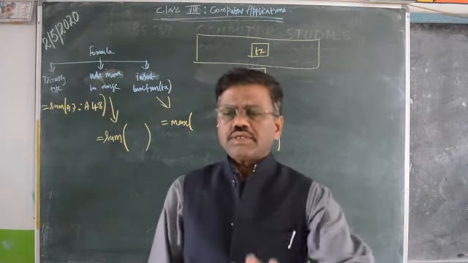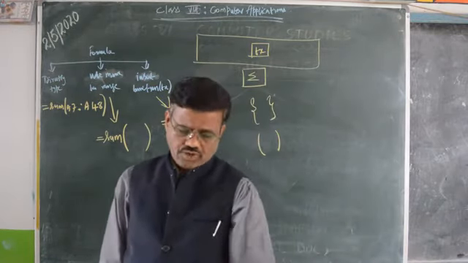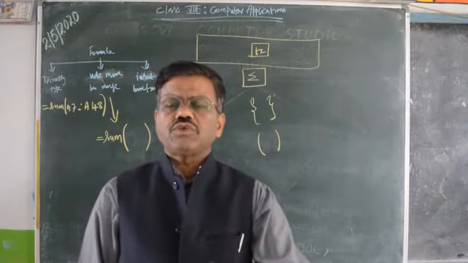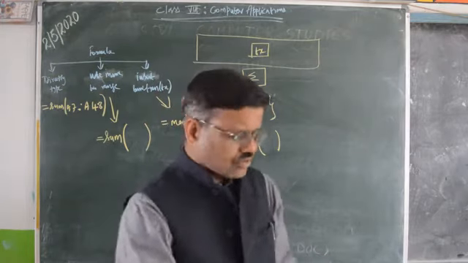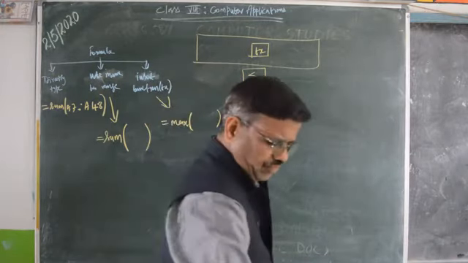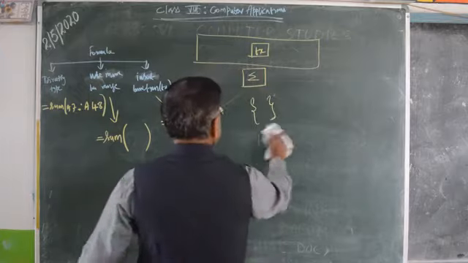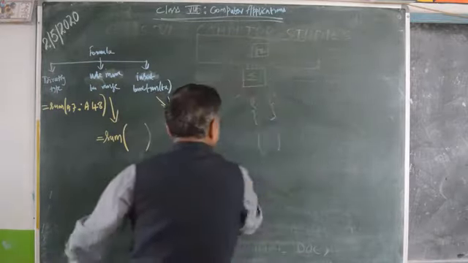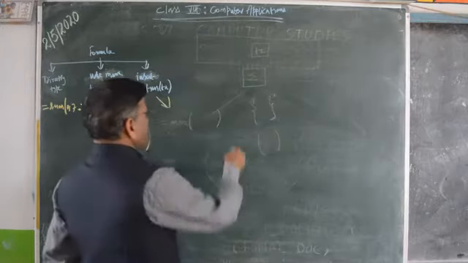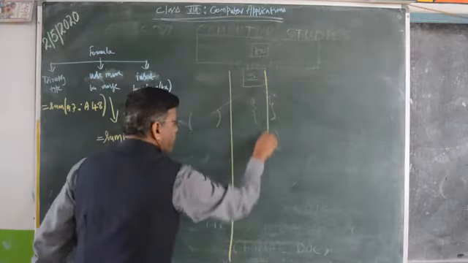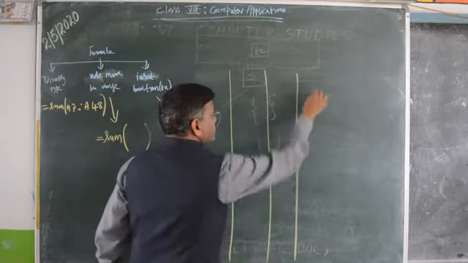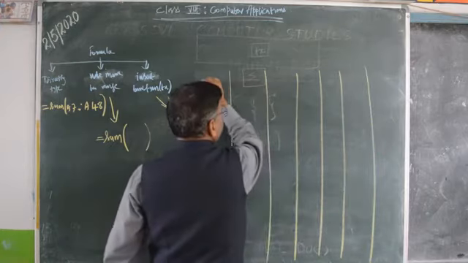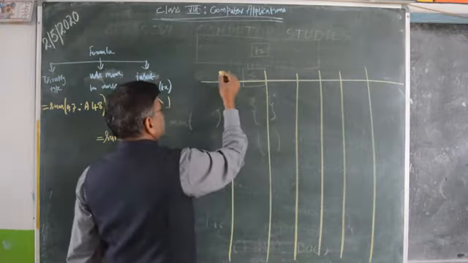Now, let me go and teach you how we copy and paste the formula. For example, imagine in a class, 60 of you are there. I want to find the average of 3 subjects. Let me draw the spreadsheet as an example. This is what?